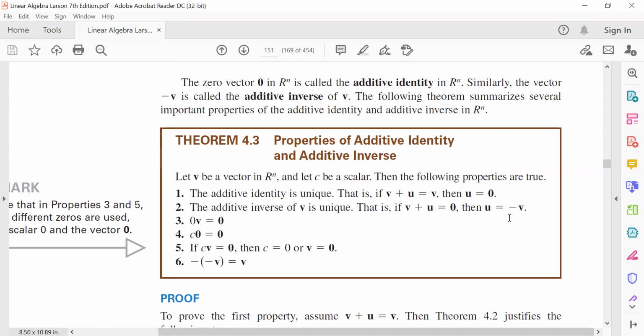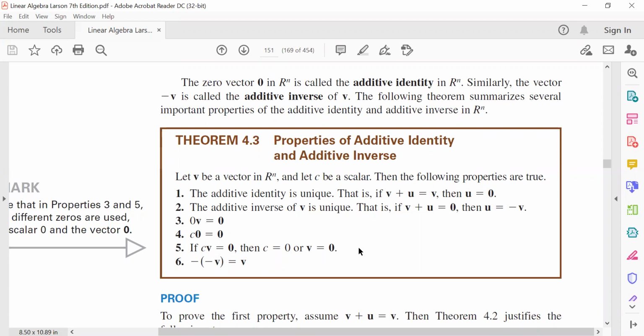And we actually did stuff like this with matrices. The scalar 0 times any vector V gives me the 0 vector. Any scalar C times the 0 vector gives me still the 0 vector. And if CV equals the 0 vector, then either C equals 0 or V equals 0. That's it. There's no way I could take a non-zero scalar and a non-zero vector, multiply them, and get the 0 vector. So this is very similar to properties of real numbers.